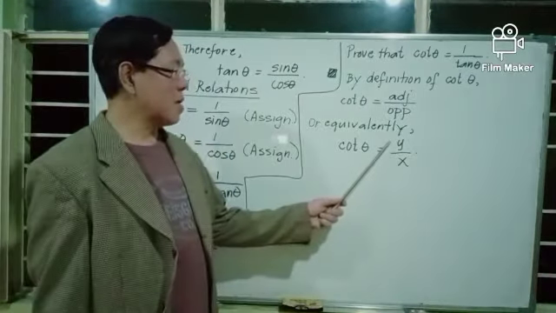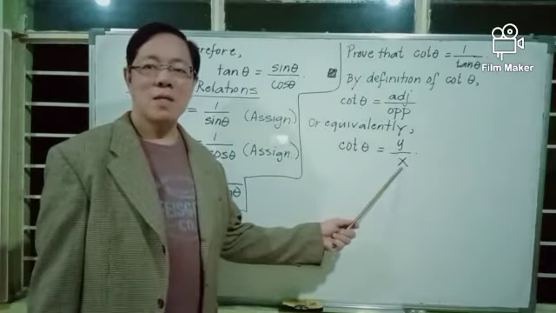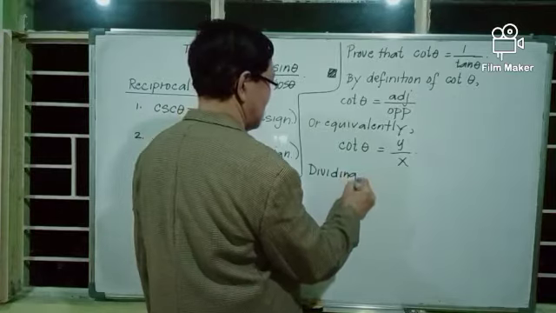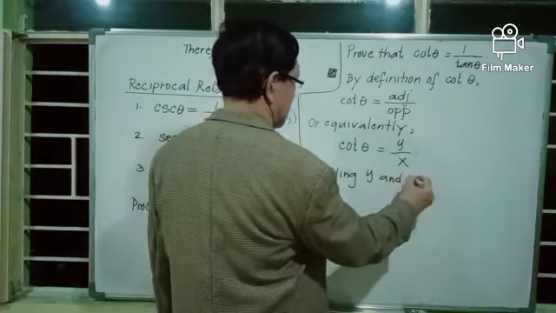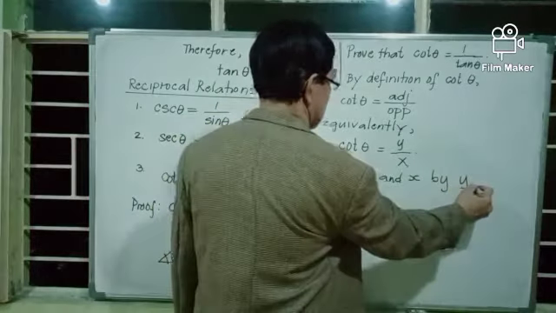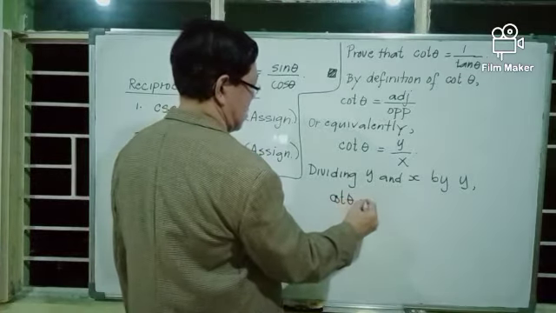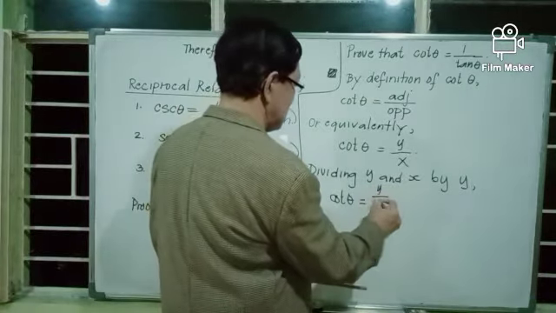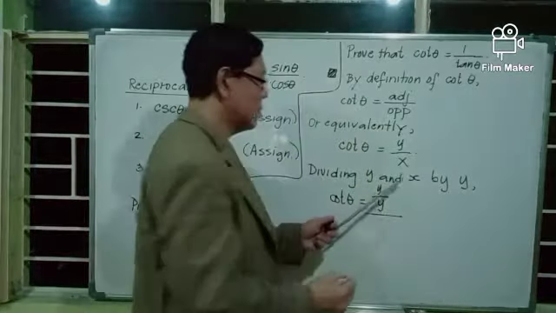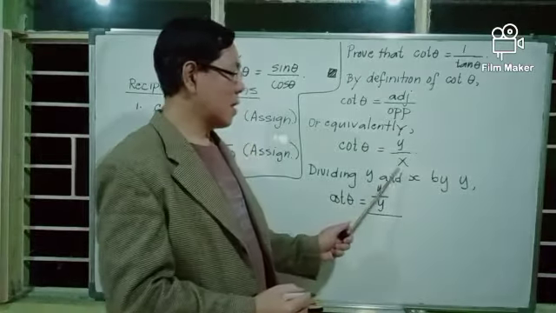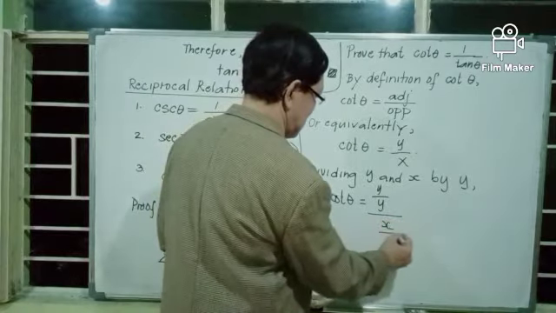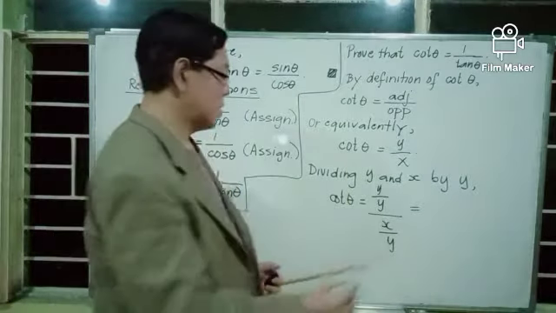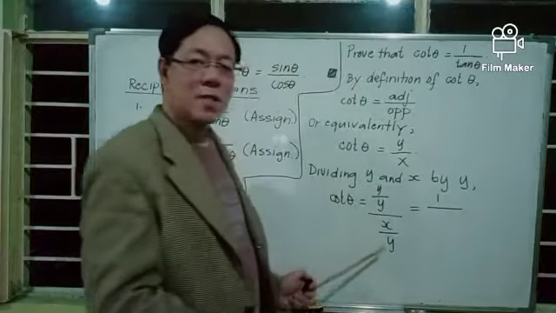Now we divide the numerator and denominator by the same number y. We divide the numerator y by y, and we also divide x by y, so we write x over y. And y over y is equal to 1, over x over y.